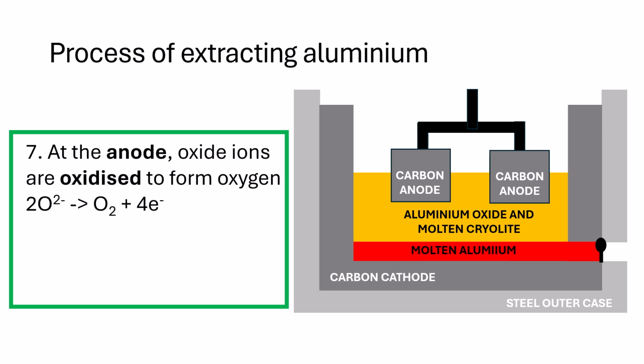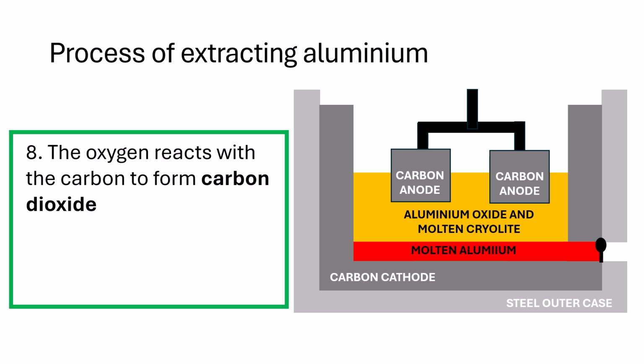At the anode, we have a release of oxygen gas. And when we have oxygen gas, we are taking the electrons away from the oxide ions, and as a consequence, we are oxidizing the oxygen, because the loss of electrons is oxidization.